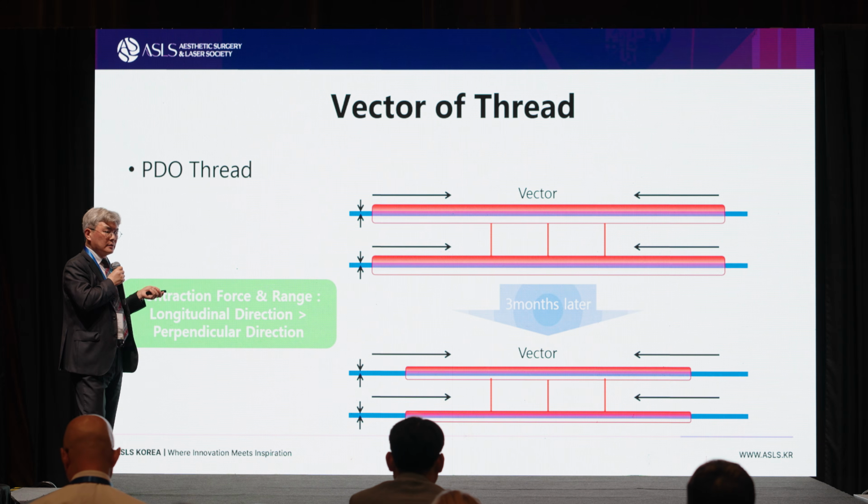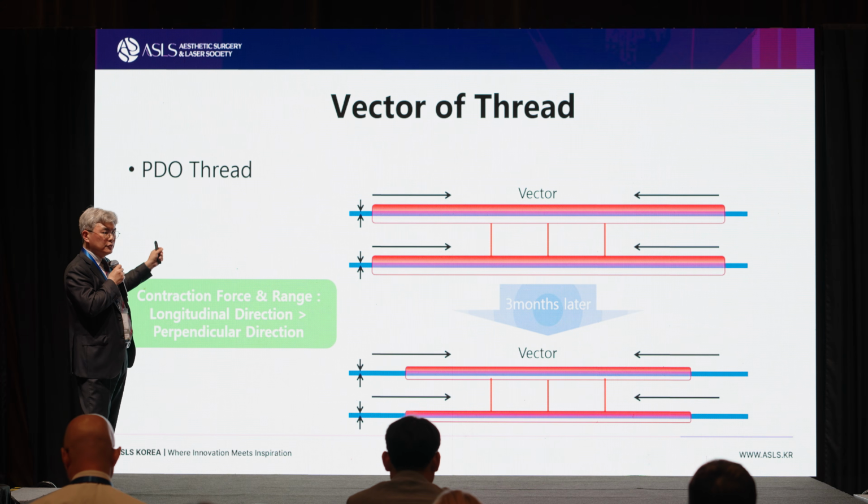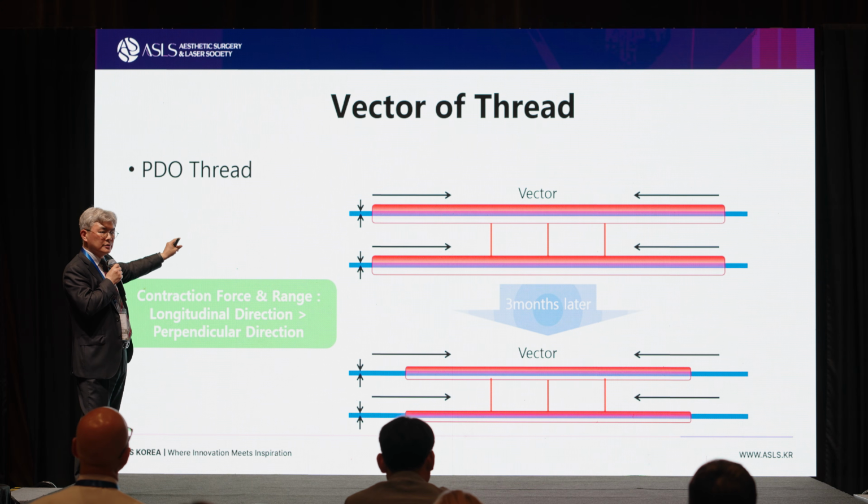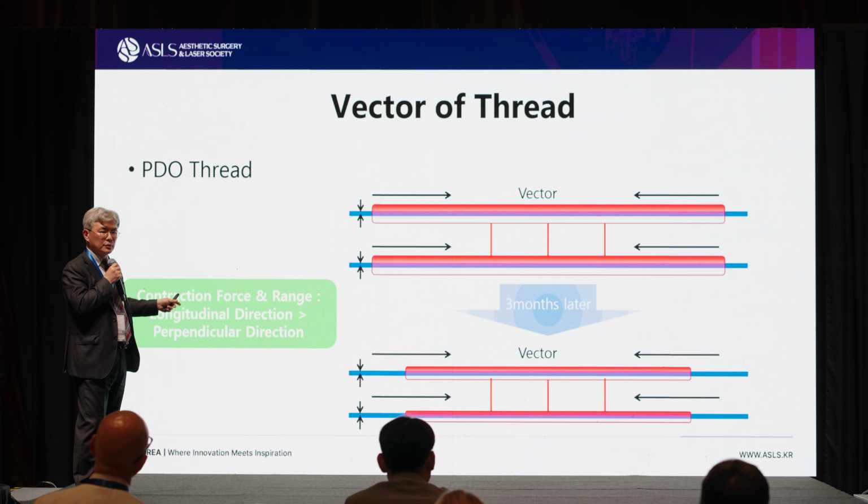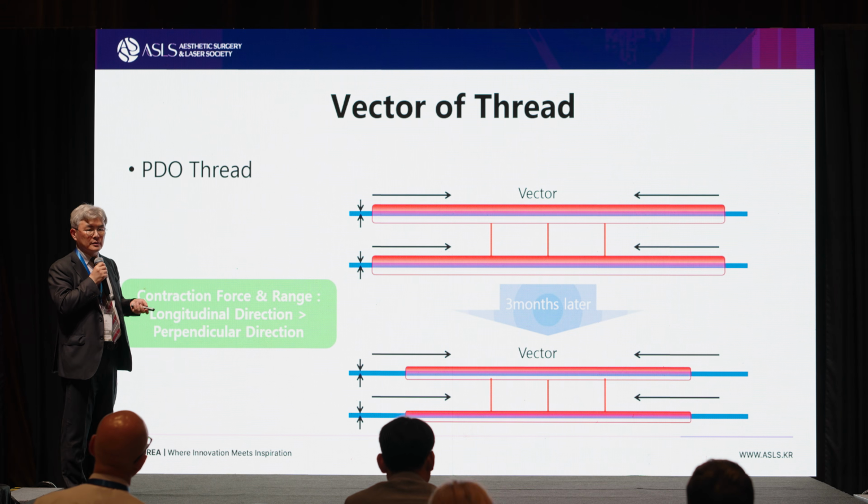So this thread has a vector. We insert the PDO thread and it makes new collagen fibers, but those collagen fibers are very loose. This loose collagen fiber changes to dense and contracts. So a monofilament has a vector along the axis line.